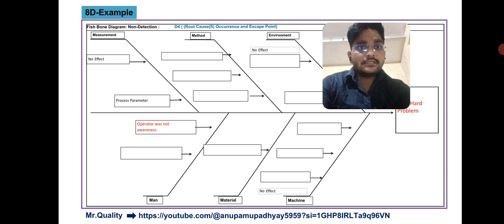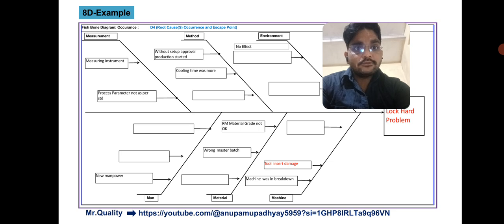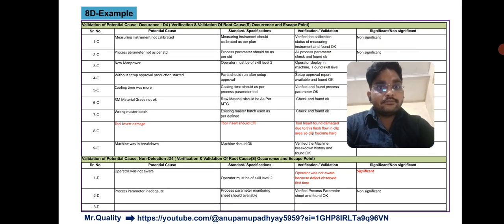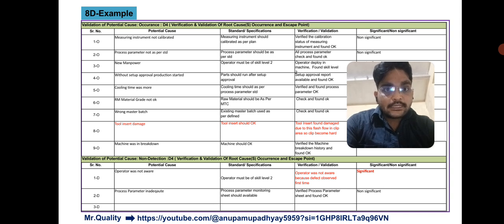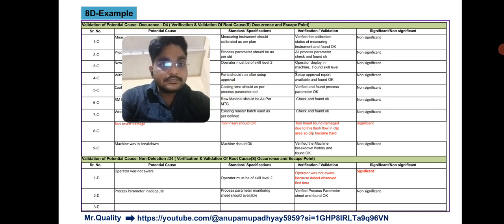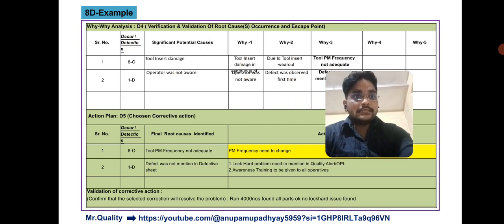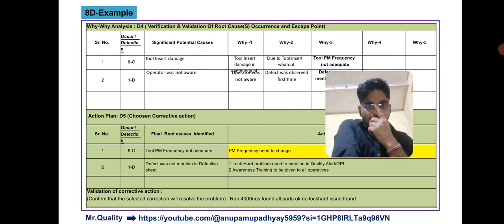This is the occurrence and escape point. This is the root cause for occurrence, and this is the root cause for detection, and we should validate one by one. Tool insert damage: the tool insert should be okay, but is observed as damaged. This is significant, the others are non-significant. In detection, we found the operator was not aware. This is our significant cause, and the others are non-significant. We should do why-why analysis of these significant causes.